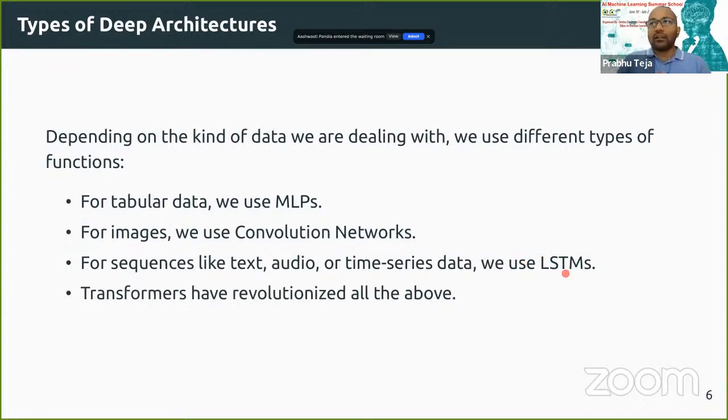There has been something called transformers. This is about 4 years old now. And in several ways, they have revolutionized all the previous assumptions I have told you. Transformers break most of these assumptions, and that's what makes them very interesting to study.